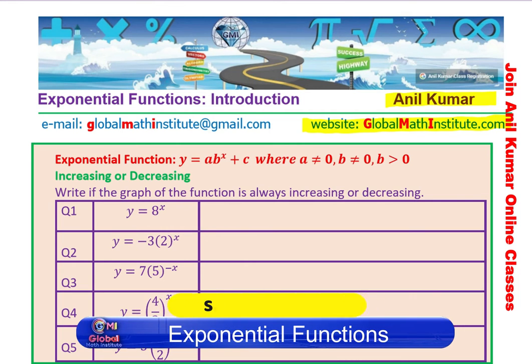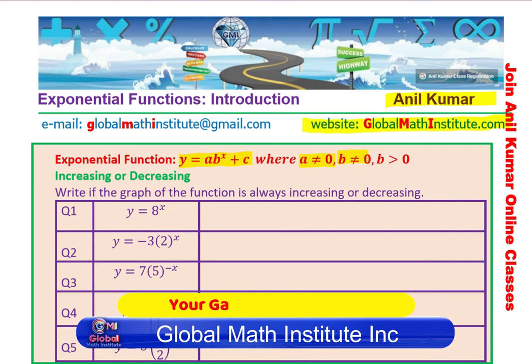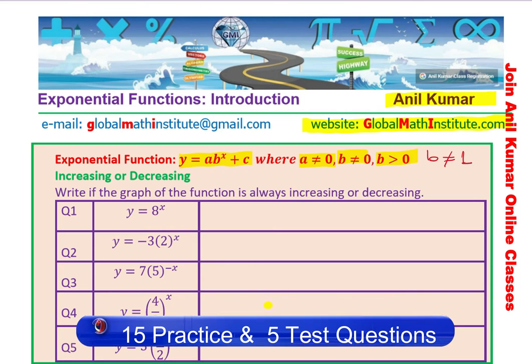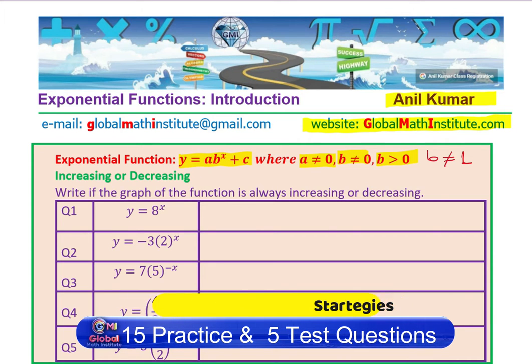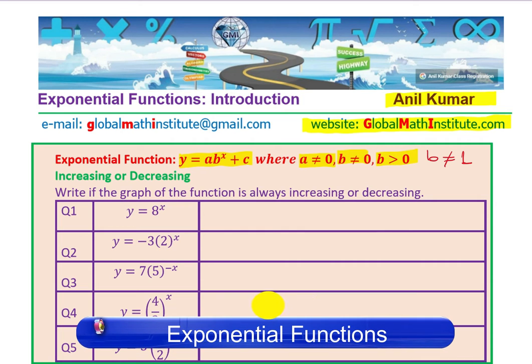So here we'll consider exponential function of the form y equals ab to the power of x plus c. Of course, you know a is never equal to 0, b is also not equal to 0. However, b should always be positive, right? And b, the base, should not be equal to 1, right? If b is 1, then it is not an exponential function, it's just a horizontal line. And that is why we have this restriction that b is not equal to 1.